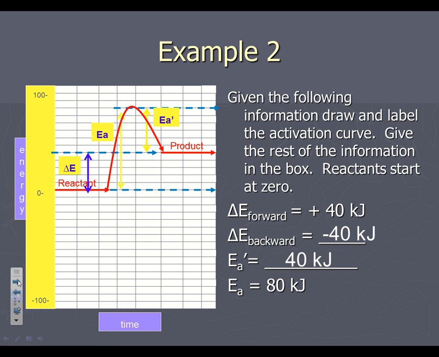How do we do? Were you able to figure it out? Any questions on how we got something? Yes.